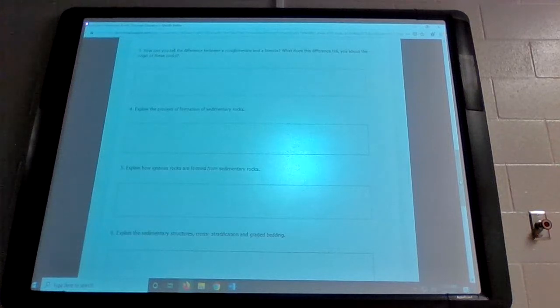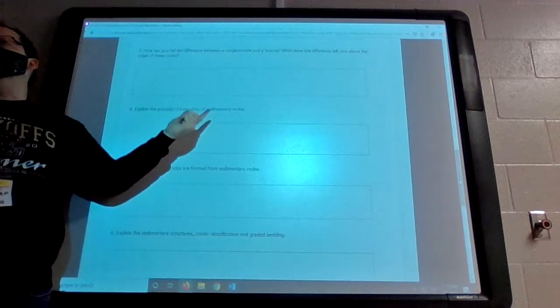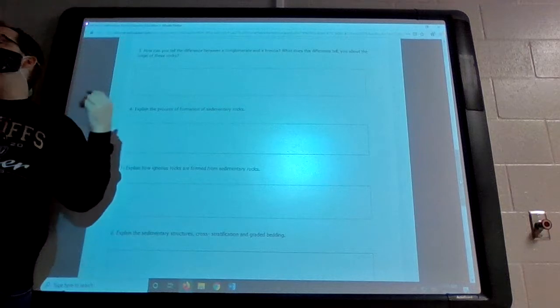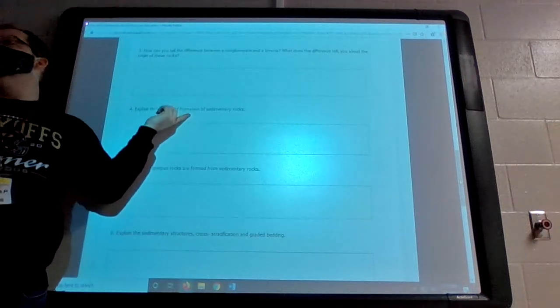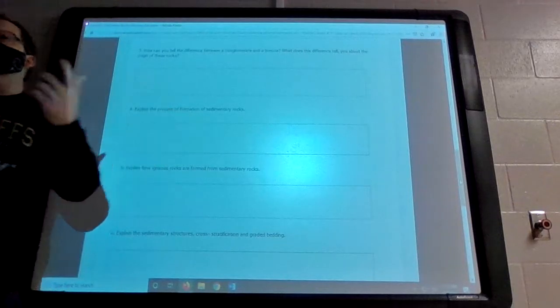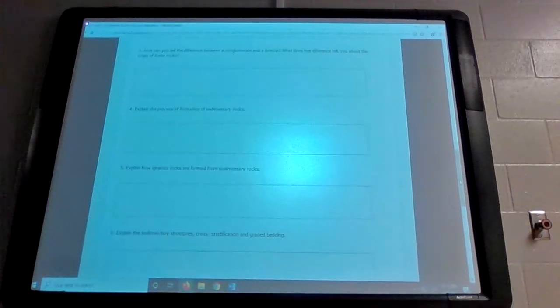So I don't have a sedimentary rock. It doesn't exist. What's the first thing I need to do to make a sedimentary rock? What do I have to have? I got to have sediments. And in order to get sediments, what has to happen to break a rock down into sediments? Yeah, weathering and erosion. So step 1, I got to have that weathering and erosion. And that's going to create my sediments. Weathering and erosion creates sediments.